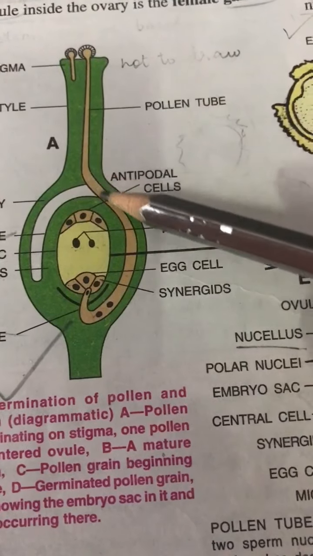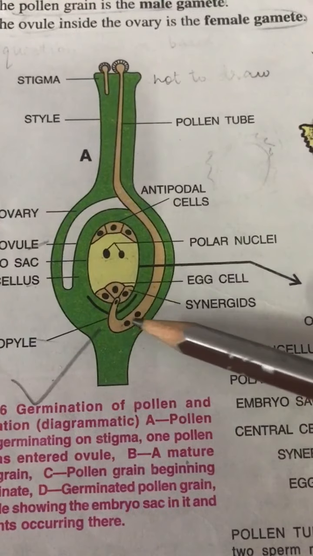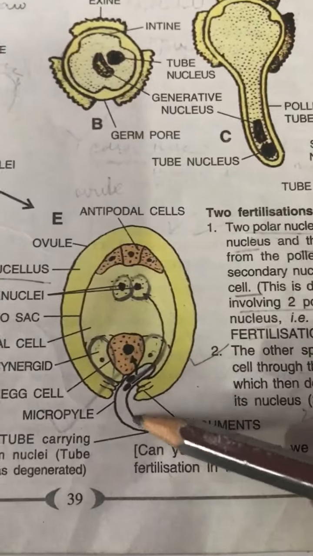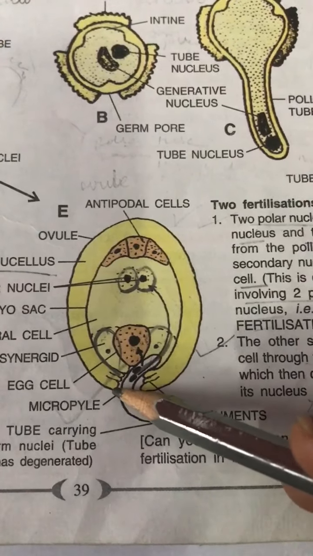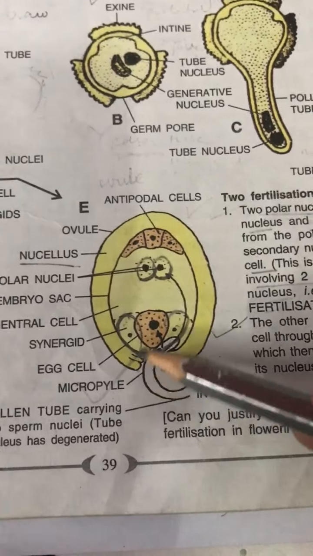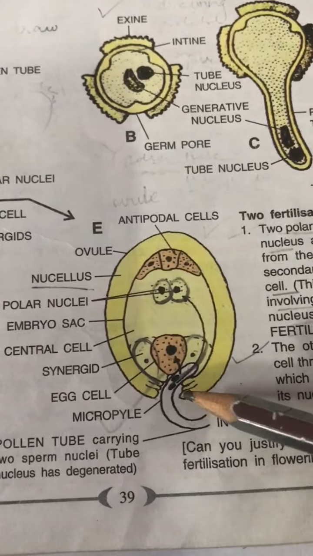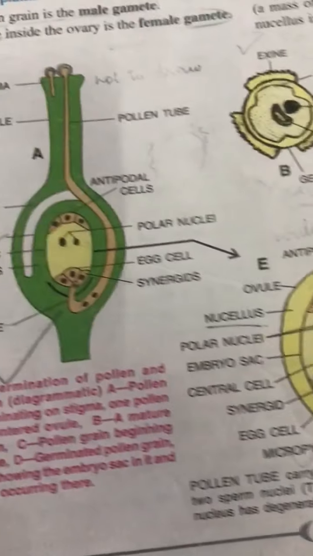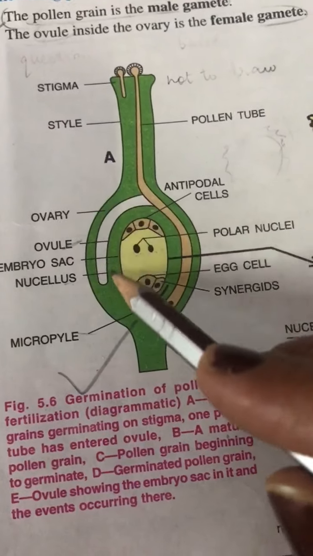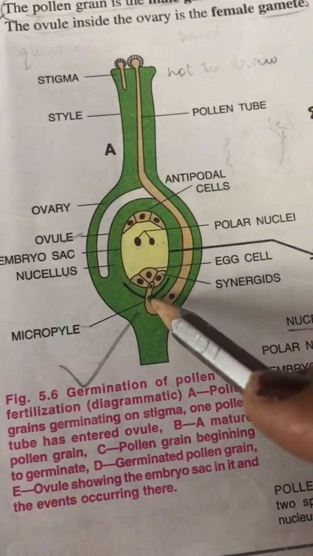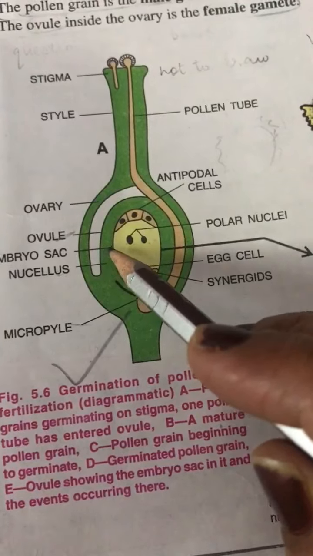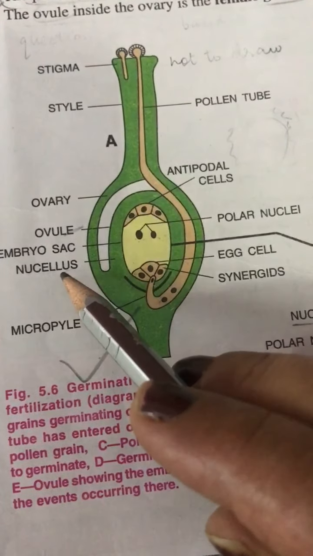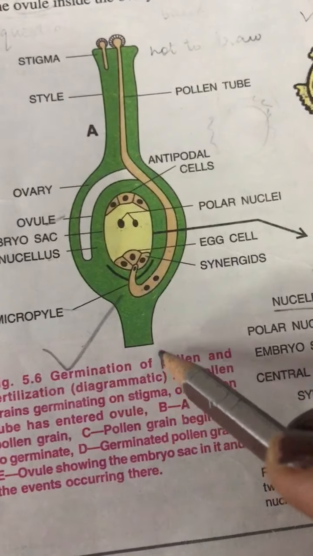This is a germinating pollen, a pollen tube carrying the two male gametes. Now this area of the ovule from where the pollen tube enters is called the micropyle. So micropyle forms a passage for the pollen tube to enter inside this area called the embryo sac. So you can check the labelings. This is the embryo sac, this is the micropyle, and the embryo sac is surrounded by a nutritive tissue called the nucellus. So nucellus provides nutrition.